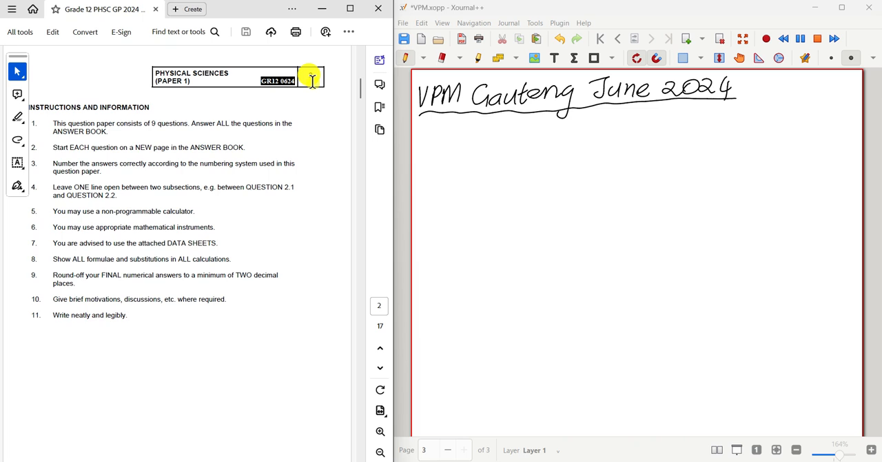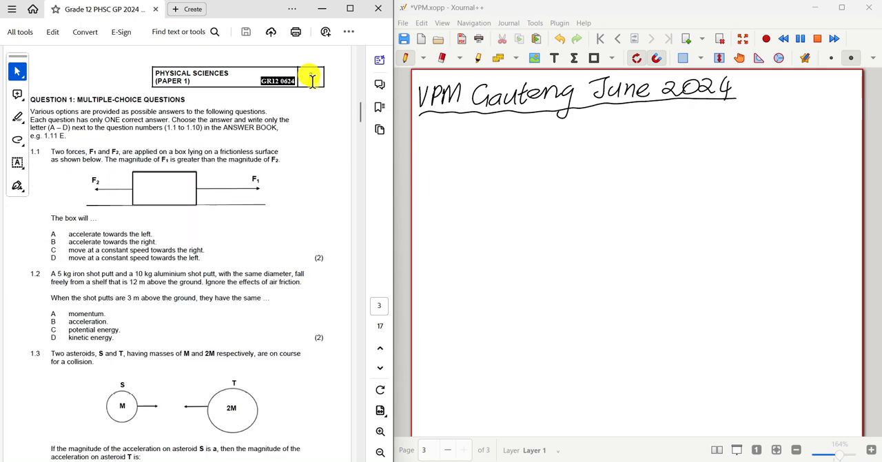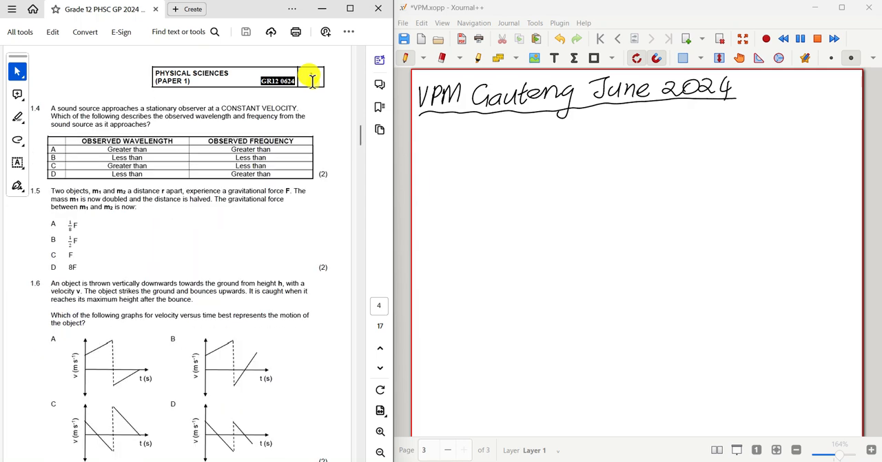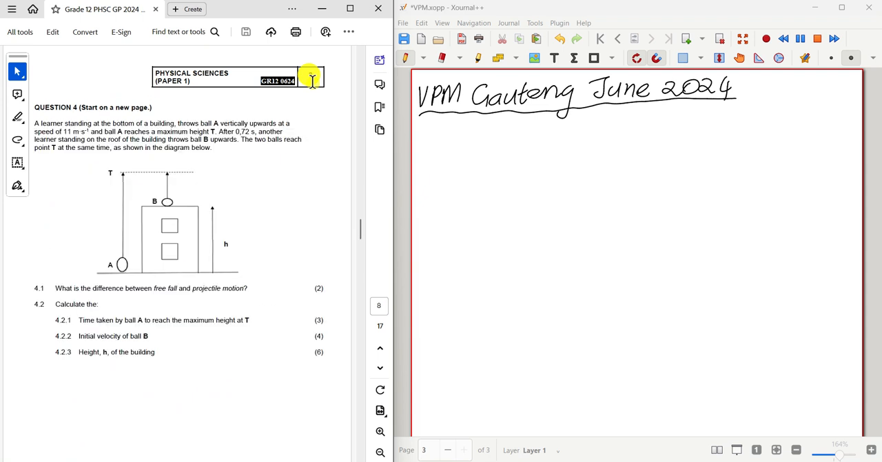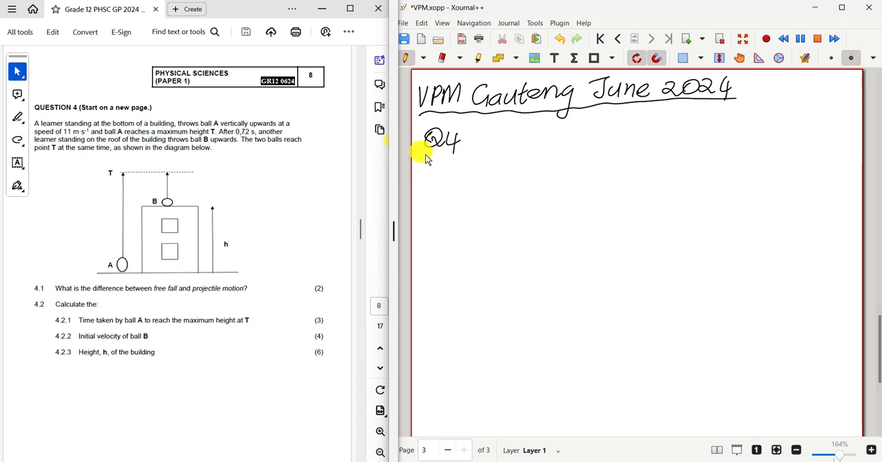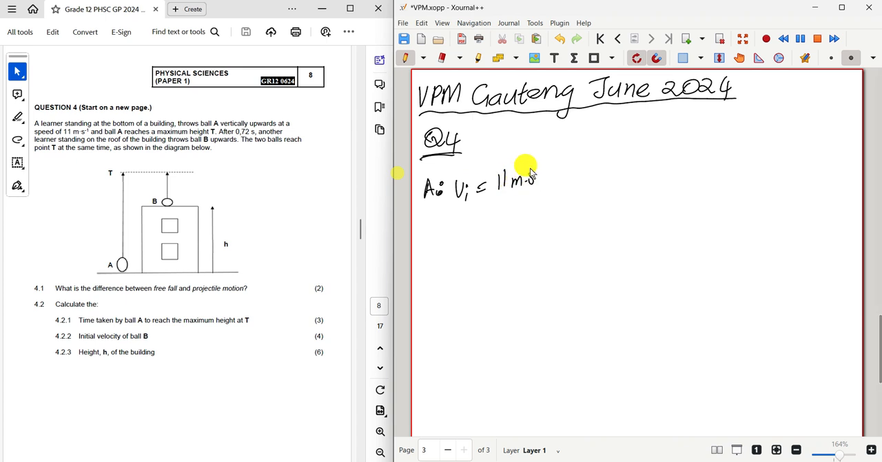Okay, so these are June examinations. Probably our projectile motion questions are in question 4 for sure. Okay, perfect. Now let's go. This is question 4. A learner standing at the bottom of a building throws ball A vertically upwards at a speed of 11 meters per second.